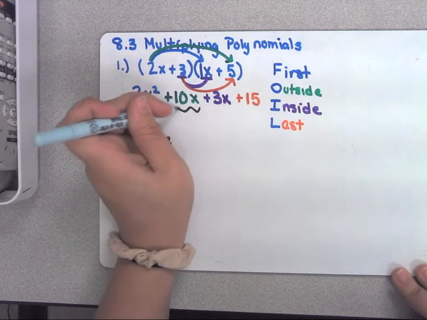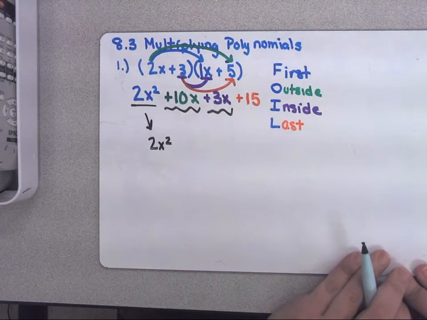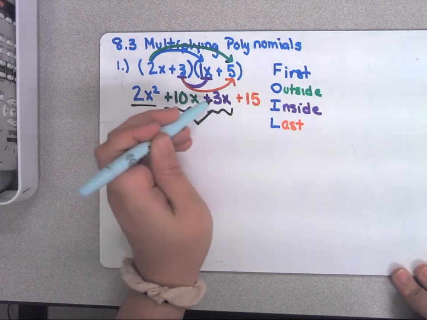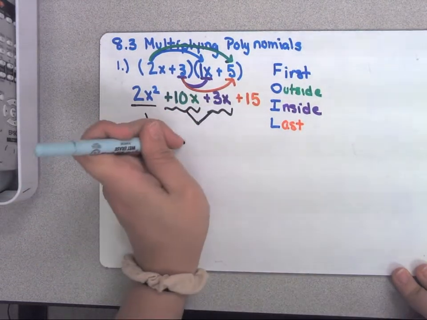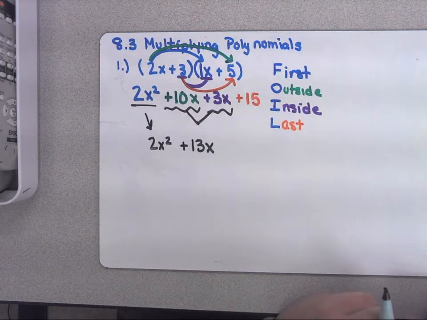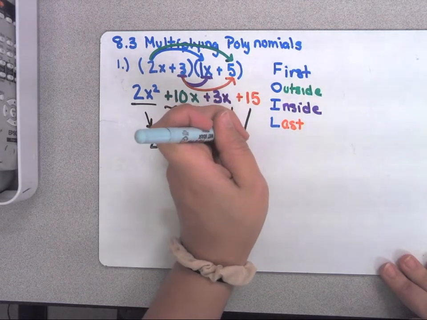What do you notice about these two? They're the same. These guys will always add together. So what's 10x plus 3x? Plus 13x. Nope, you're adding them. When you add them, you just leave it as x. And then 15 has nothing in common.